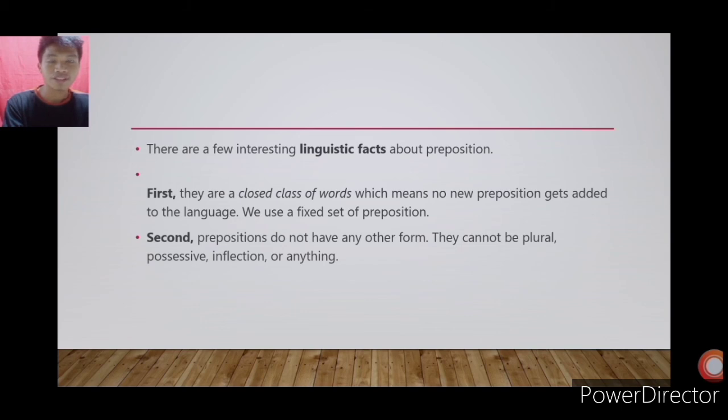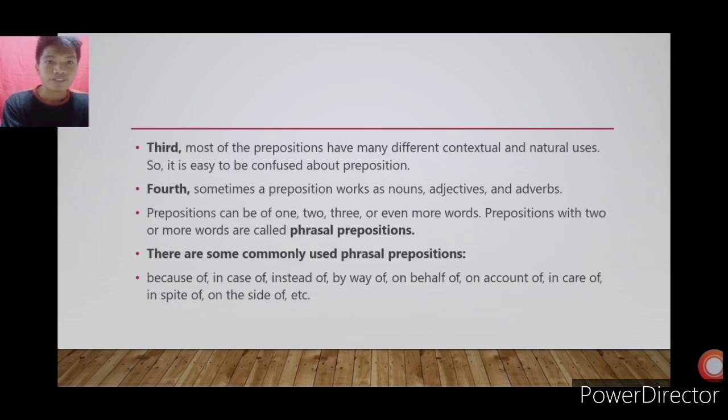There are a few interesting linguistic facts about prepositions. First, they are a closed class of words, which means no new preposition gets added to the language. We use a fixed set of prepositions. Second, prepositions do not have any other form. They cannot be plural, possessive, inflected, or anything. Third, most of the prepositions have many different contextual and natural uses, so it's easy to be confused about prepositions. Fourth, sometimes a preposition works as a noun, adjective, or adverb. A preposition can be 1, 2, 3, or even more words. Prepositions with 2 or more words are called phrasal prepositions.